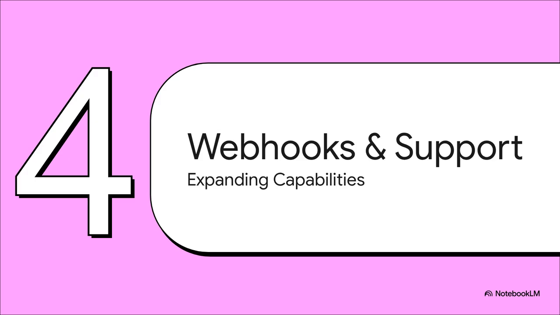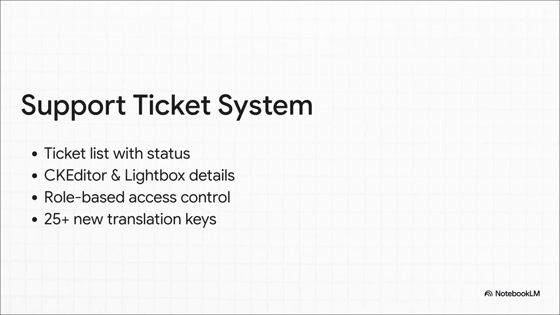On to Section 4, Webhooks and Customer Support, expanding the platform's capabilities. Back in version 3.4, they rolled out this massive, fully integrated customer support ticket system built with Alpine.js and robust role-based access. It features a comprehensive ticket list with status filtering, rich text details using CKEditor, Lightbox for your image attachments, and over 25 new translation keys. It's essentially a complete, self-contained help desk built right into the core platform.